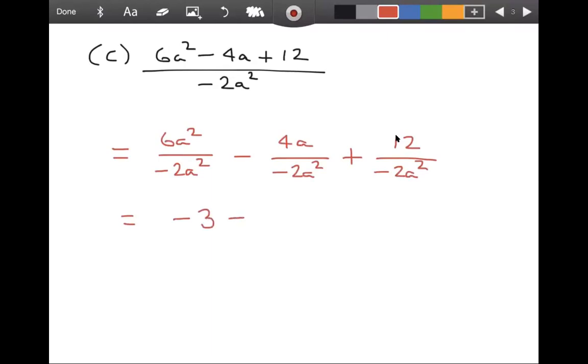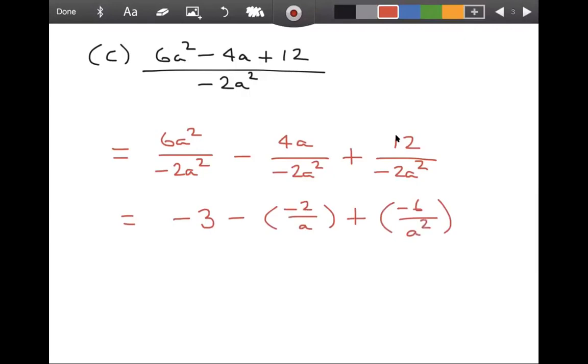All right, now with this one, I have to be careful. 4 divided by negative 2 is negative 2. And then a divided by a squared leaves a on the bottom. Okay. And then finally, 12 divided by negative 2 is negative 6. And we just leave a squared on the bottom.